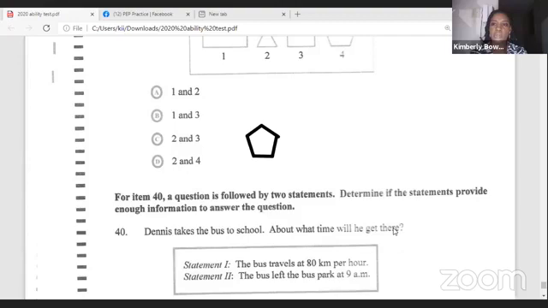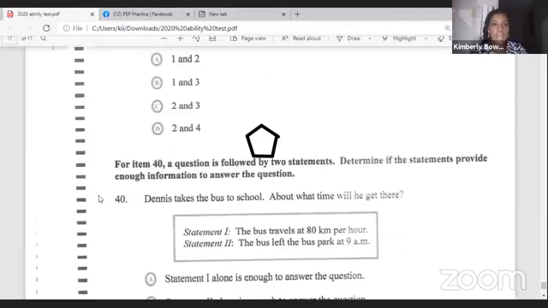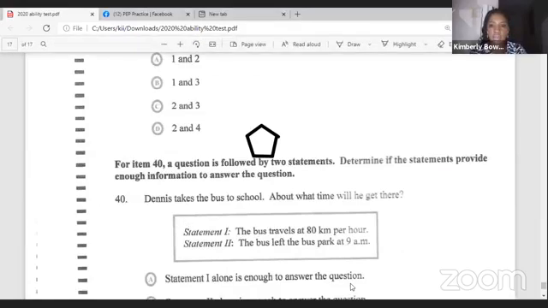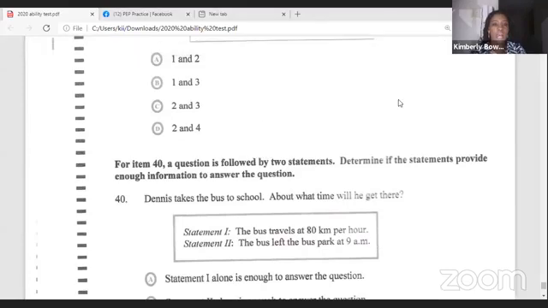Yes, a lot of persons were saying the hexagon and the triangle. So that's number D. Let's move on to number 40 quickly. For item 40, let me remove the annotation. A question is followed by two statements. Determine if the statements provide enough information to answer the question.